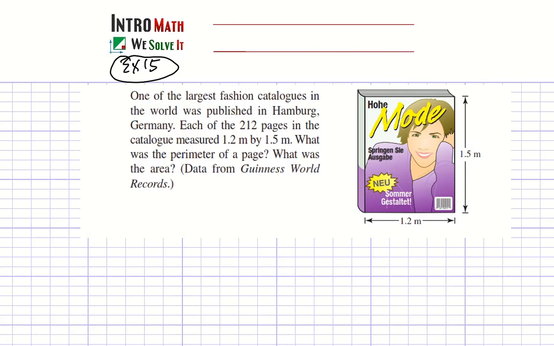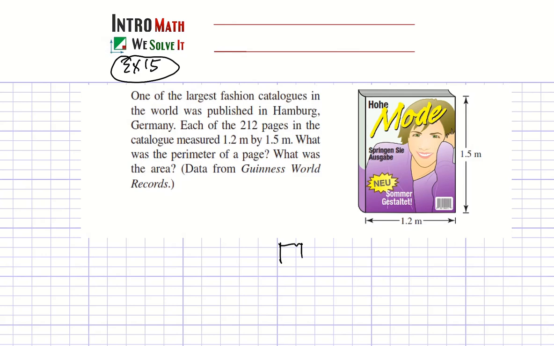So a page is like a square, well, it's not a square. A square has all the sides equal. But what they're giving us, the sides are not equal. So a page is actually rectangular. Right here, it's rectangular. You see the drawing there? A page in that catalog is rectangular because the sides are not equal.